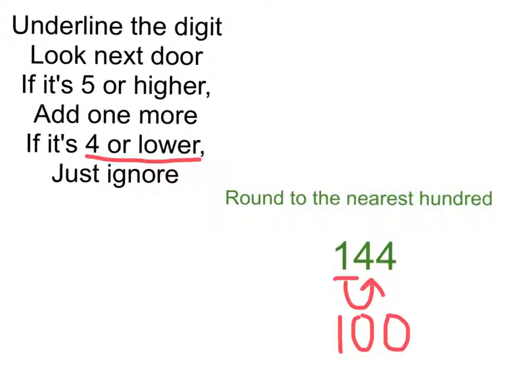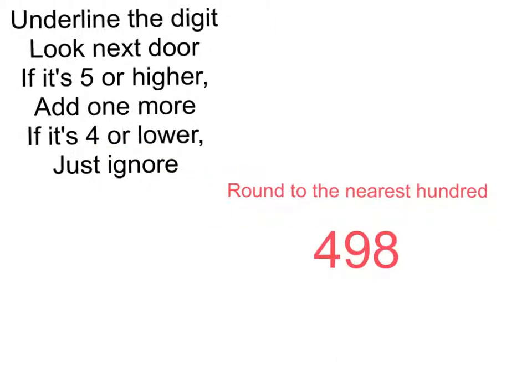So a couple problems ago, we rounded 150, which rounded up to 200, but 144 stays at 100. In this problem, we're again asked to round to the nearest 100, so we need to underline the hundreds place. Underline the digit, look next door. If it's 5 or higher, add 1 more. 9 is 5 or higher, so we're going to add 1 more to our underlined number and make the rest of the numbers zeros.